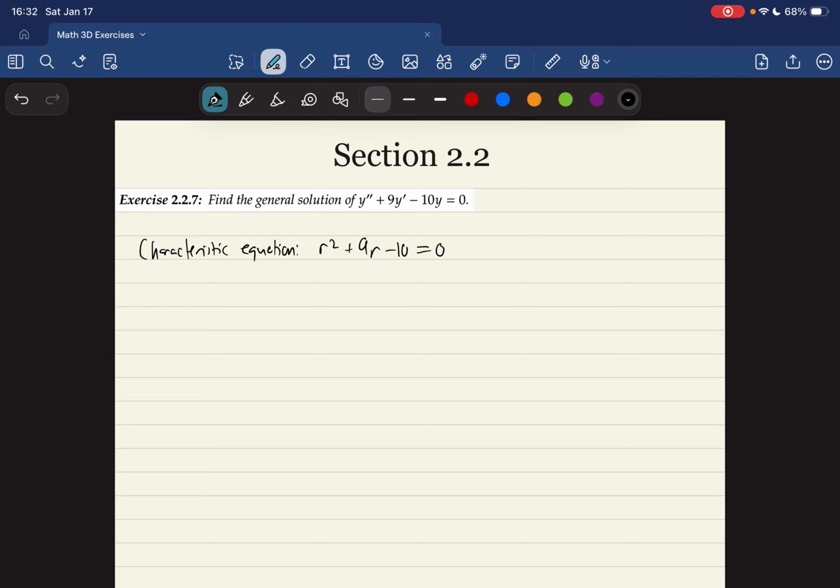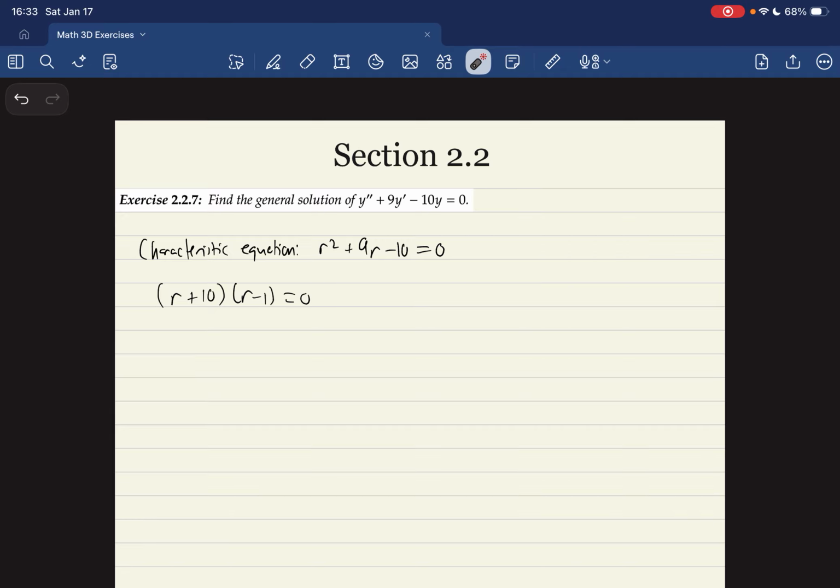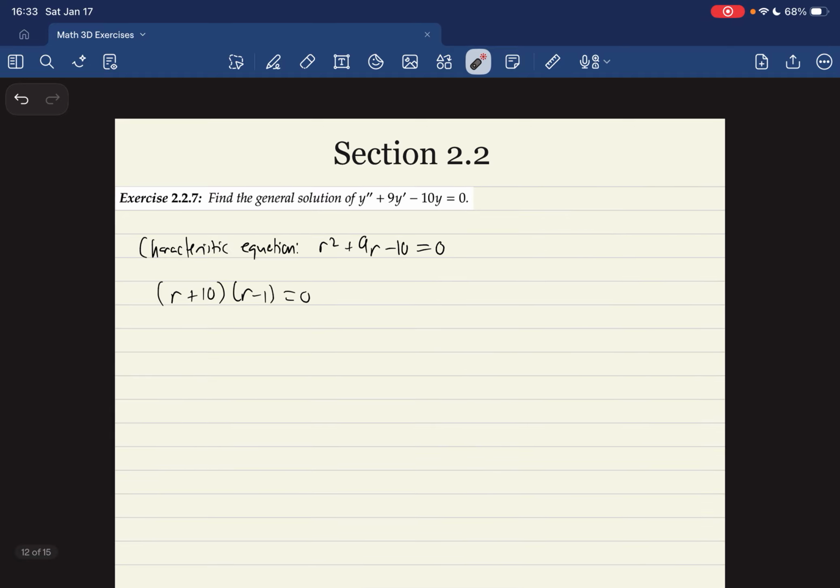Well, this isn't so bad. You might notice that we can form negative 10 by doing positive 10 times negative 1. And it also happens that 10 plus negative 1 gives us 9. And so this equation factors as (r + 10)(r - 1) = 0. We can quickly check just to put ourselves at ease. r squared minus r plus 10r, so minus r plus 10r gives us 9r, good. And then 10 times negative 1 gives us negative 10. Very nice.